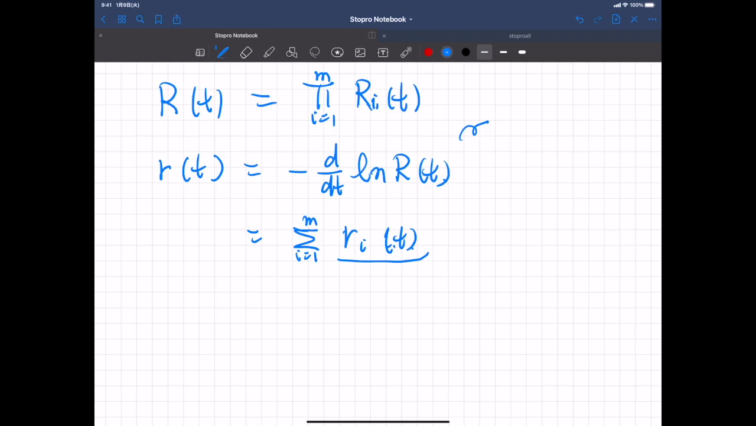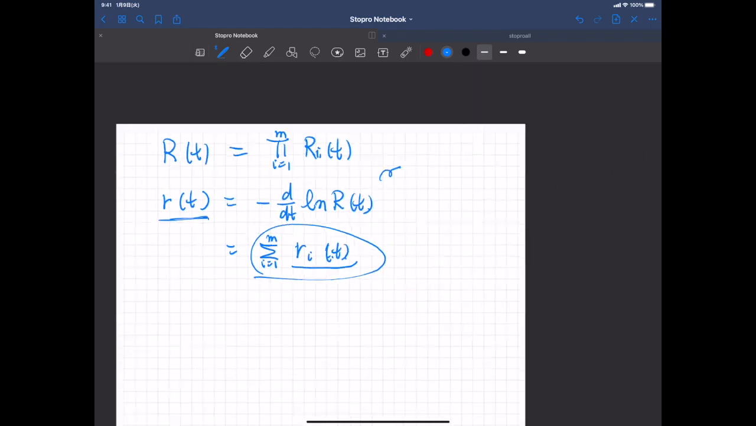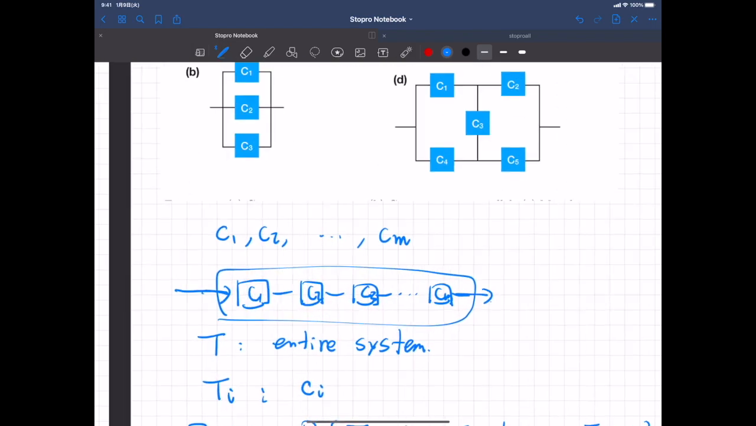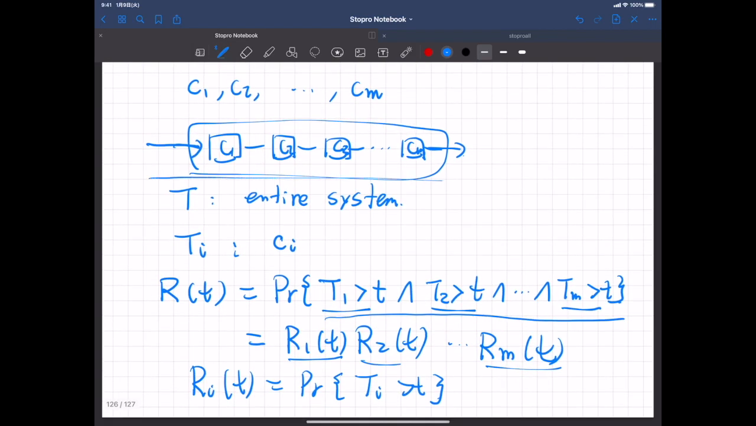So this is very simple. So the failure rate is just the sum of the failure rate of each component in this series system.